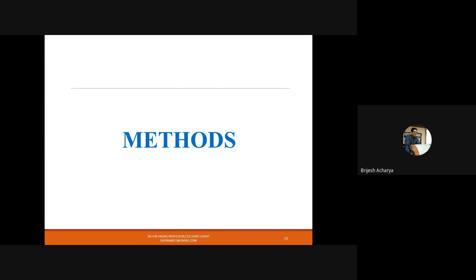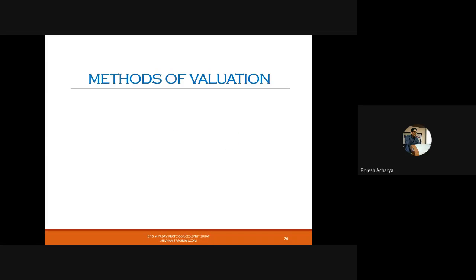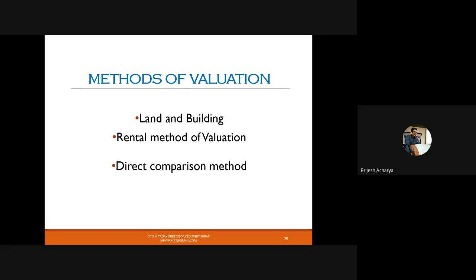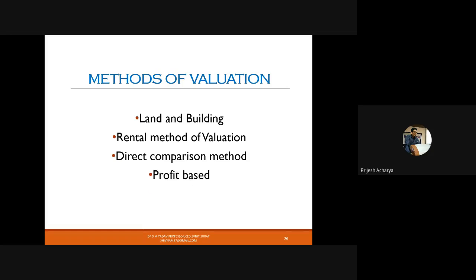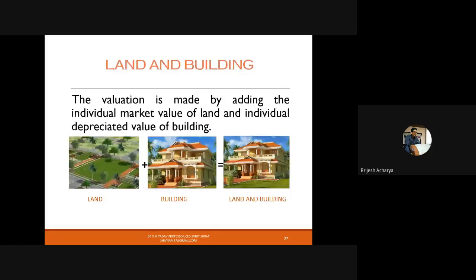Let us now come to the various methods of valuation. The different methods of valuation are: number 1, land and building method; number 2, rental method of valuation; number 3, direct comparison method; number 4, profit based method; and number 5, development method of valuation. These are the 5 main methods which are used for the valuation of property, but not limited to these 5 methods only. There may be combinations of methods used for carrying out the valuation of a property.